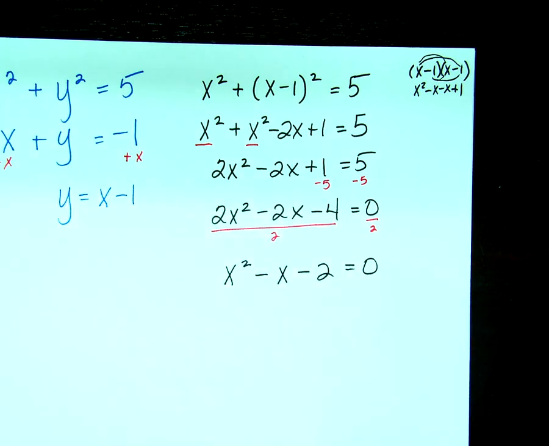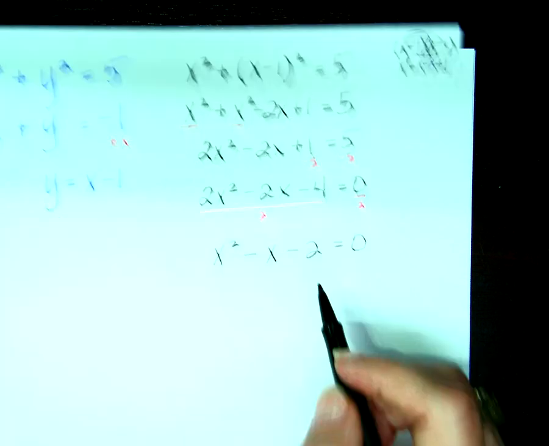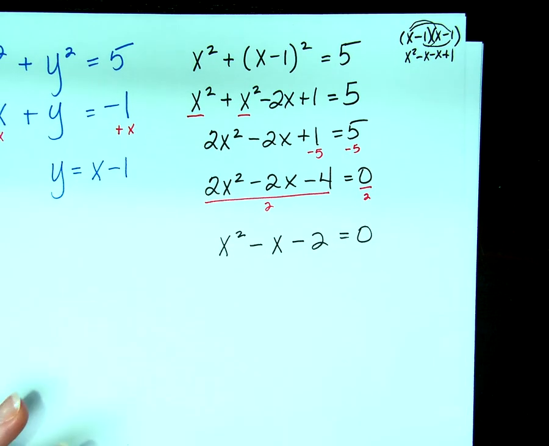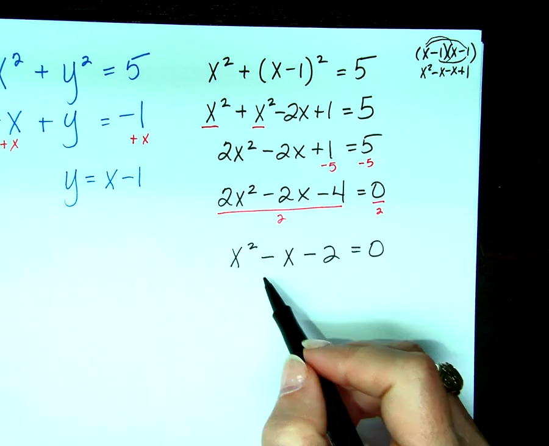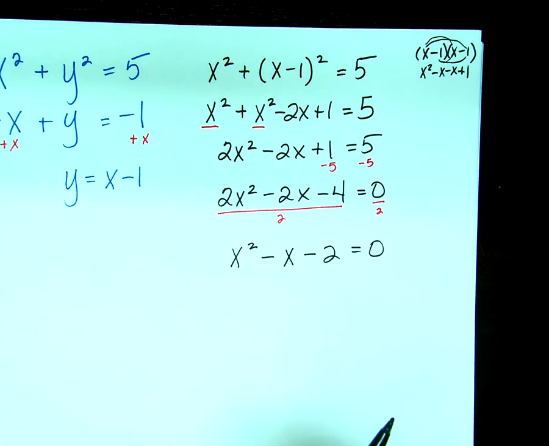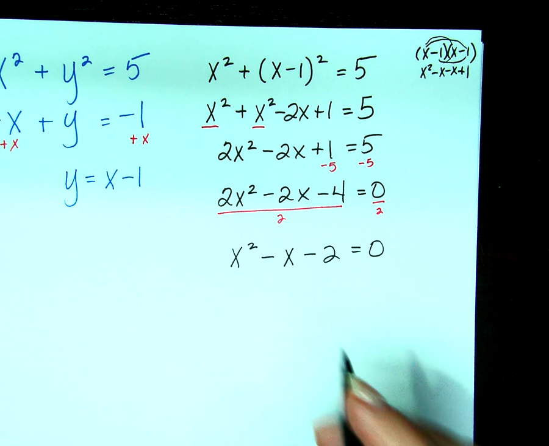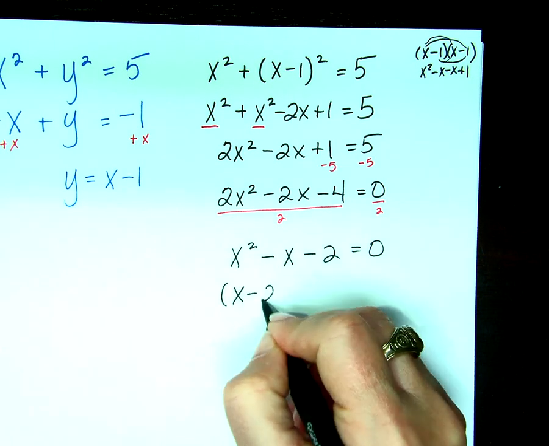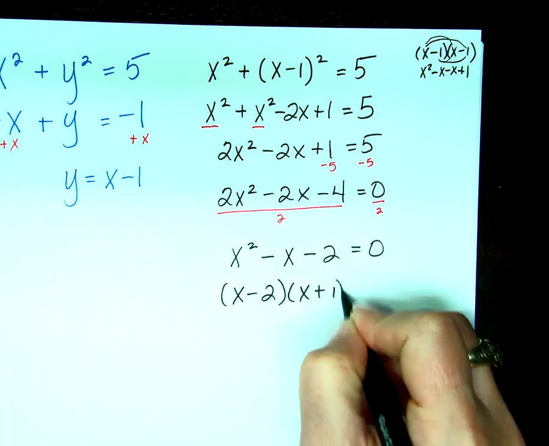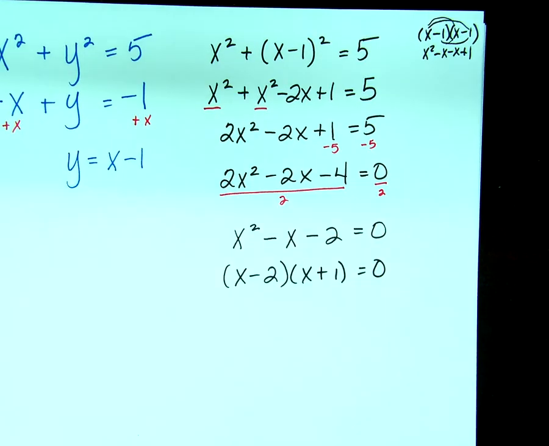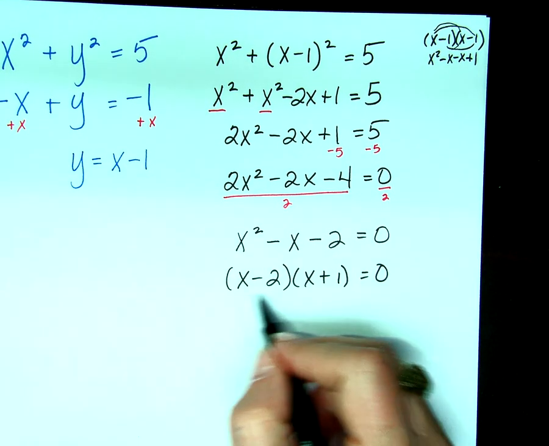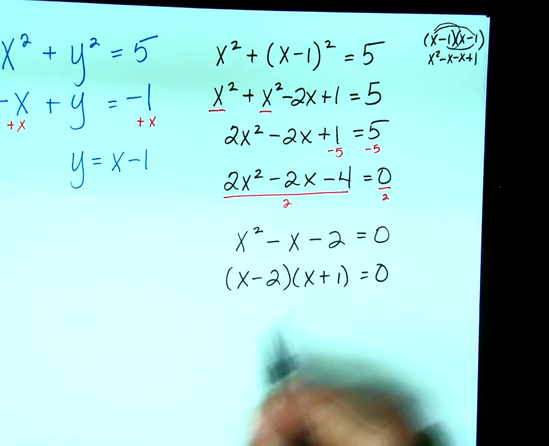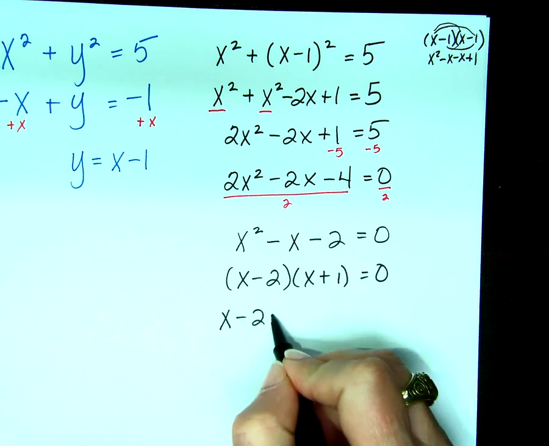Now we tried to factor last time, but it didn't work, right? Should we try this time? What two numbers multiply to be negative 2 and add to be negative 1? Negative 2 and 1, okay? So x minus 2 and x plus 1. Could I have used the quadratic formula to solve this? 100% yes, okay? Zero product property says, what do I do with each of these two factors now? Set them equal to 0.